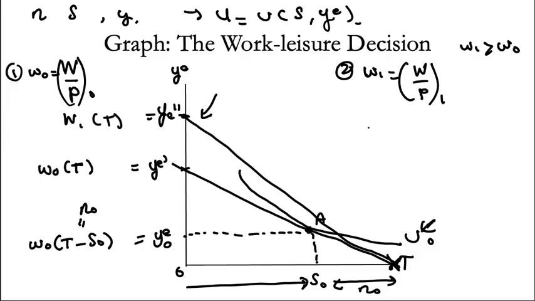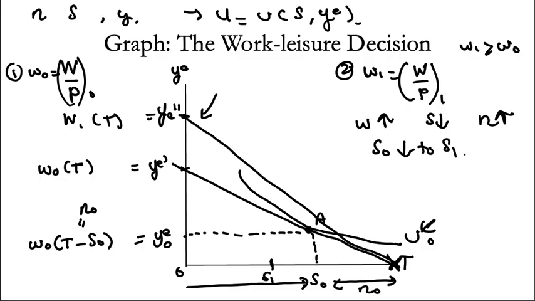Logically speaking, when the wage rate increases, would you spend more hours working instead of on leisure? Yes. So you would decrease your leisure time and increase your working time, isn't it? What should we do here? So S naught decreases to, let's say, S1. Decreases means move here. Let's say S1 is here.